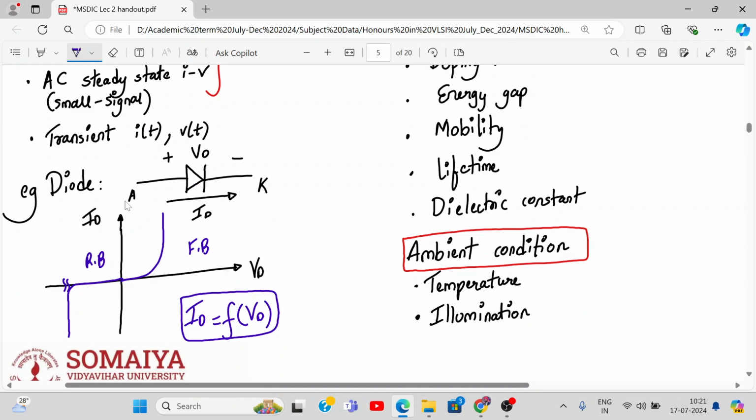Alright. So the application of a diode will be mostly in the rectifying. It can be used as a rectifier. Okay. In the breakdown region, it can be used as a stable regulator, like for example a Zener diode. So in a Zener diode, in a breakdown region, it will act as a stable regulator.